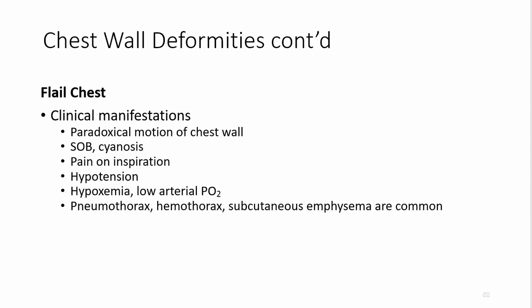So you get this paradoxical motion of the chest, shortness of breath and cyanosis, pain when you move it, because you can imagine these are fractured, right? Hypotension, hypoxemia, hemothorax, maybe pneumothorax, subcutaneous emphysema, which we talked about. That's the air going in the tissues.